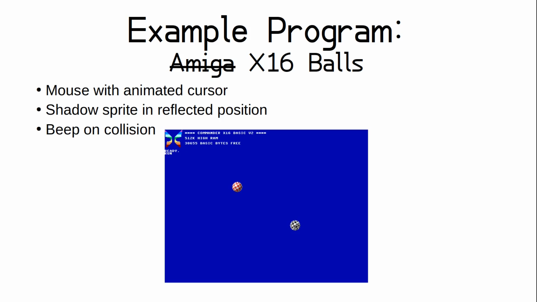Then when the mouse cursor approaches the center, it can intersect with the shadow sprite, which we can use to trigger a collision that will make a beep play as long as the collision is still happening, then shut off when they separate again. So let's get right into the code.